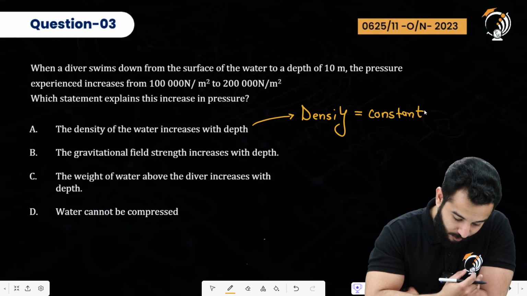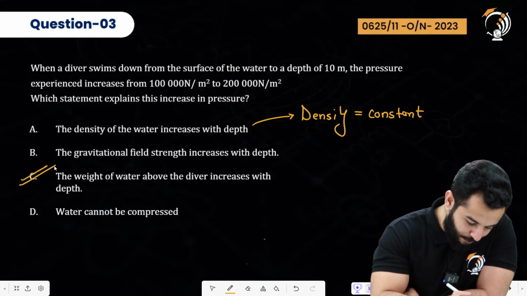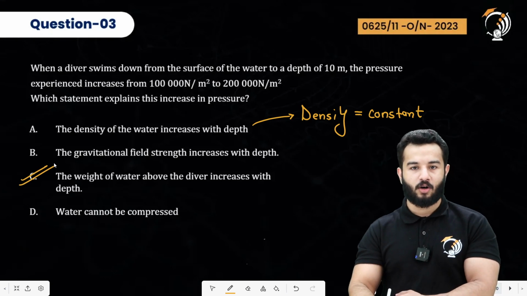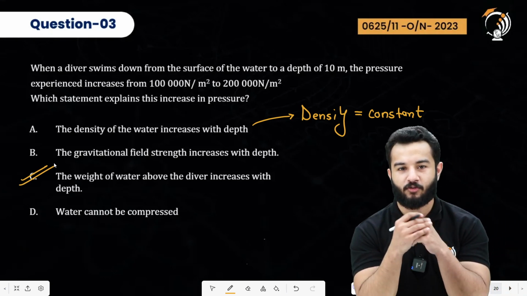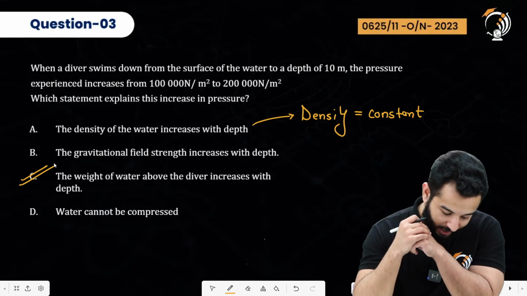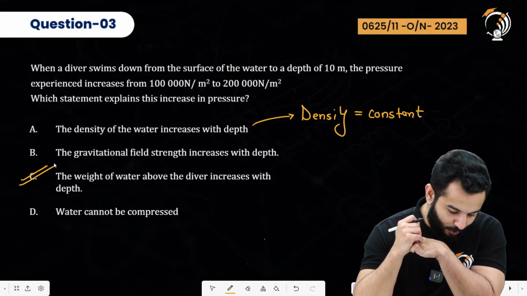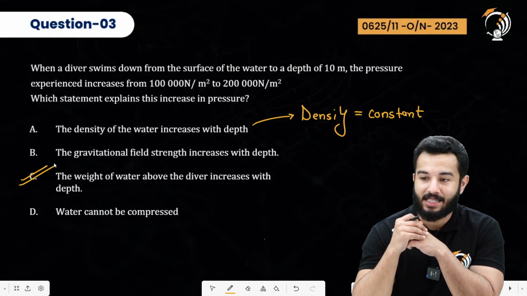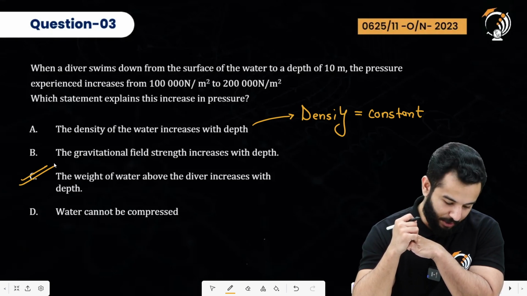The weight of the water above the diver increases with depth. This is absolutely correct, because as you go down, there is more and more fluid above you. Water cannot be compressed. Well, this is absolutely correct, but this doesn't explain why there's an increase in pressure, right?